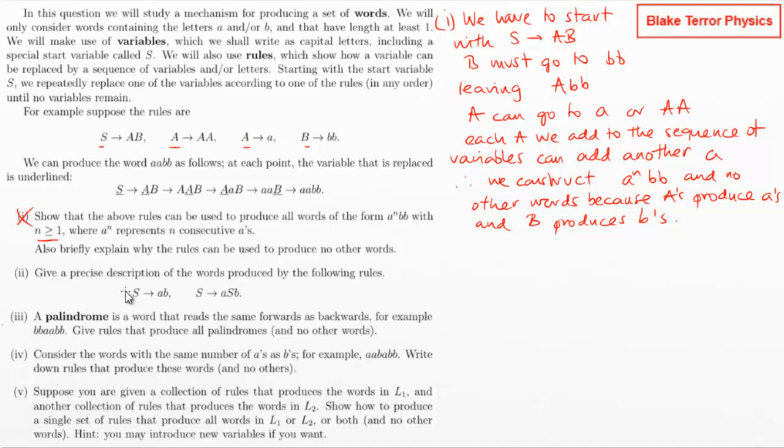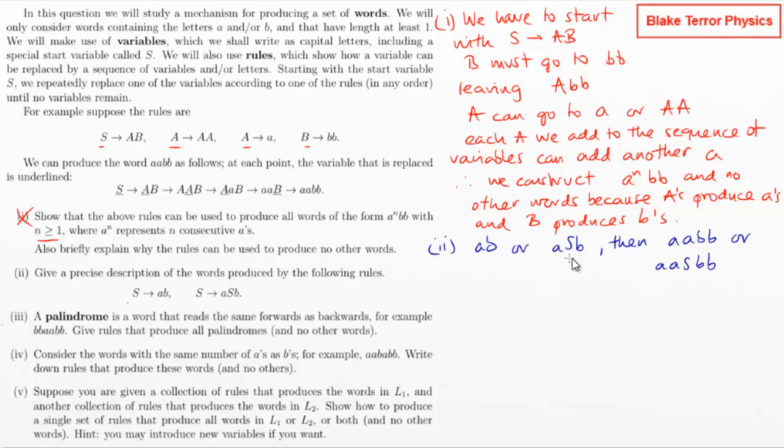Part 2, give a precise description of the words produced by the following rules. So we've got S goes to AB or it goes to ASB. So we're going AB or ASB, which then would go to AABB. Or, wait a minute, S could go to ASB. So what would happen if we replace that? S goes to ASB, so in between that we have to put, okay, AASBB.